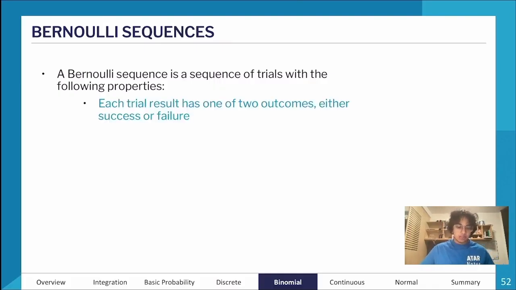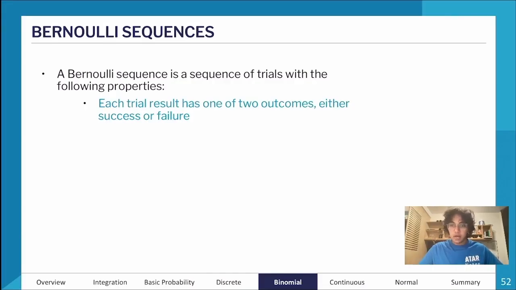So a Bernoulli sequence has a certain rule, right? Any Bernoulli sequence has two outcomes, and we can define these outcomes as a success or a failure. For example, let's say I flip a coin, and let's say getting tails is success and getting heads on the coin is failure, right?